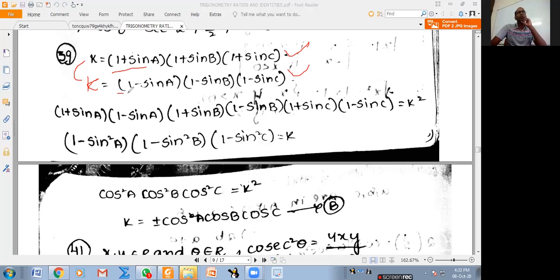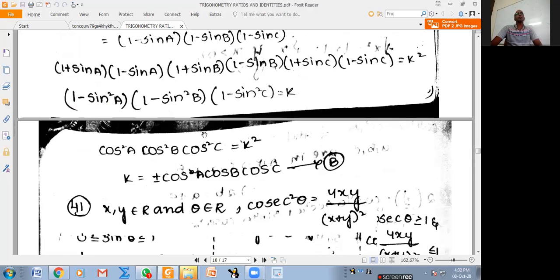1 plus sin A into 1 minus sin A is 1 minus sin square A. Multiply these two, multiply these two. That should be k into k, which is k square. So k square is 1 minus sin square A, 1 minus sin square B, 1 minus sin square C, which is cos square A into cos square B into cos square C. When you apply square root, k will be plus or minus cos A cos B cos C. Very simple, nothing complicated here. You just get an idea that you have to multiply the two things.